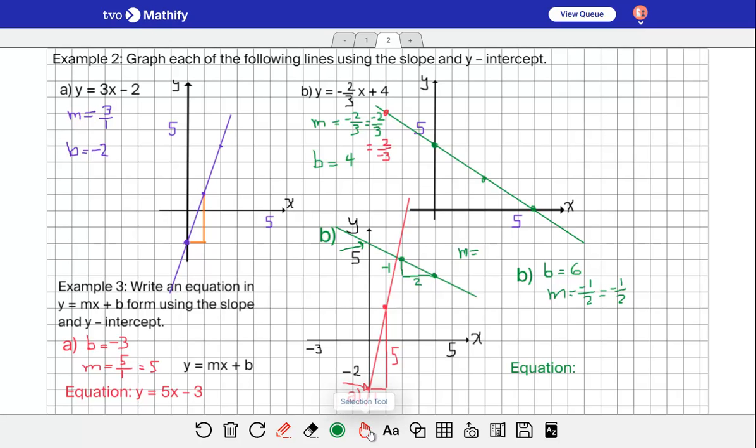So again, using y equals mx plus b, I'm going to write it in the same form. So the slope is negative 1/2, so we're going to put negative 1/2 right here. So it would be y equals negative 1/2 x, and the y-intercept is 6, so this will be a plus 6 on the end. And that's the end of the tutorial.